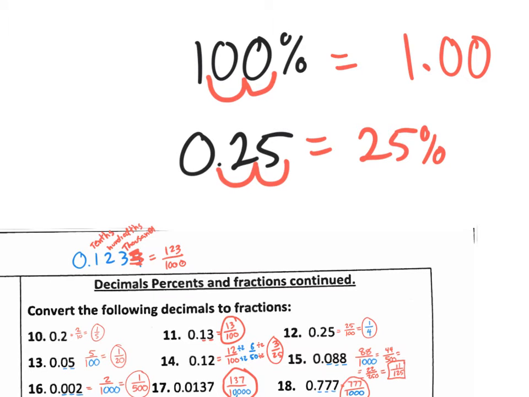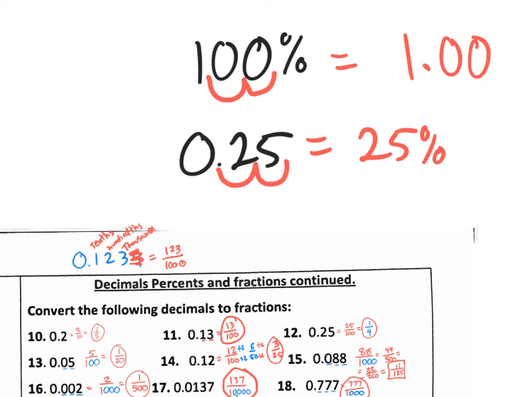Now that makes total sense, right? Because 0.25 is nowhere near one whole. 0.25 is technically 1/4. It's not even 1/2. So when I say 0.25, what does that mean as a percent? It's only 25%. 0.25 of a gas tank is only 25% filled of a gas tank. That's not even half. Make sense?